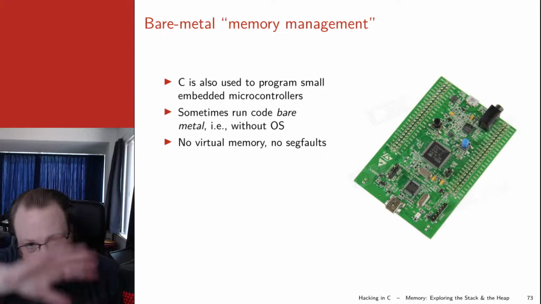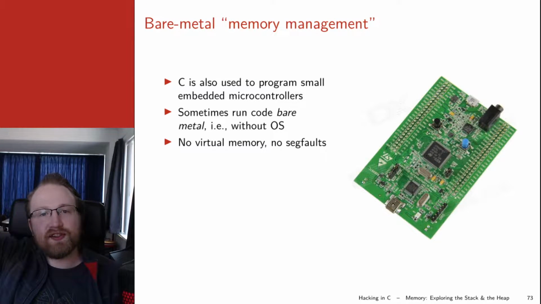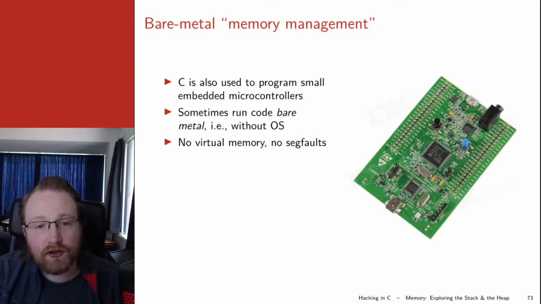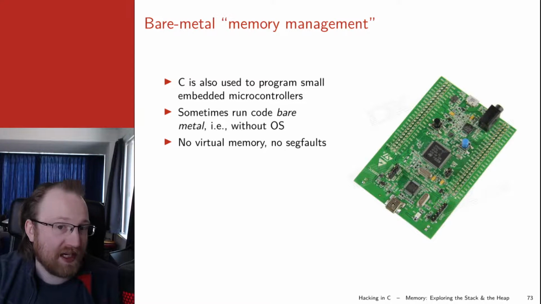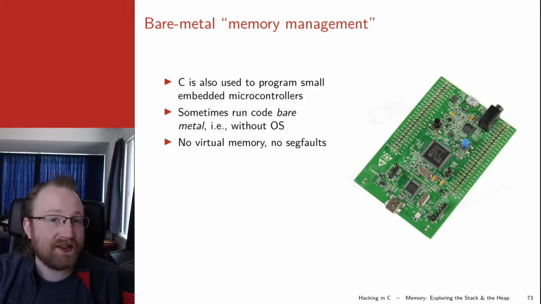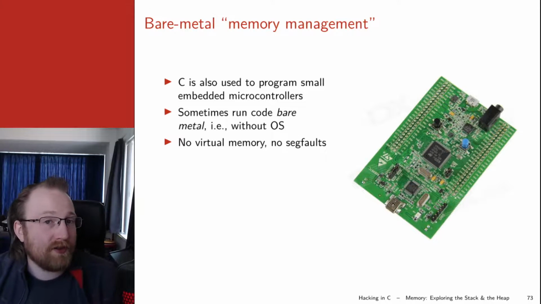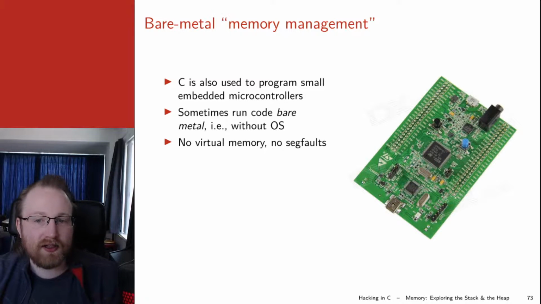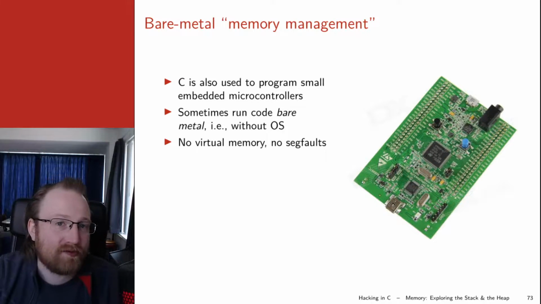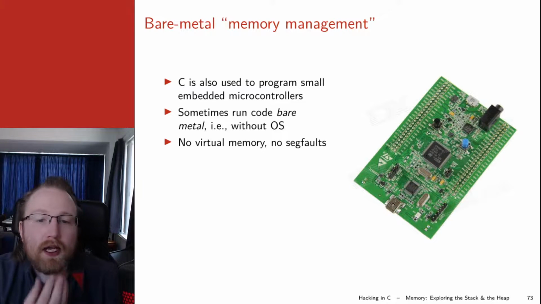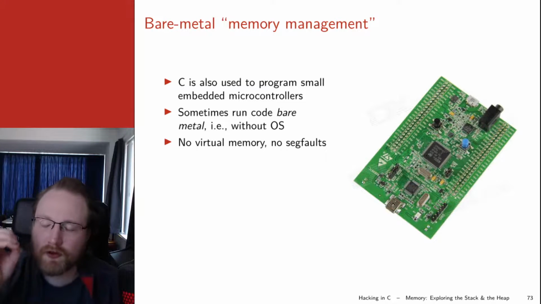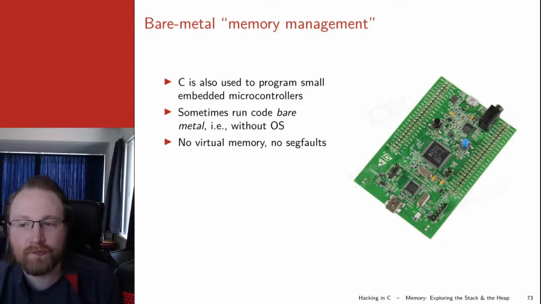Now, all this assumes you have an operating system and you have a C library doing memory management. But as we've seen in the case of the car, C is also used to program small embedded microcontrollers, and these give a lot less guarantees about memory. Sometimes it's even used to run on bare metal, so without an operating system. And because C is quite low level, you can do that. But it also means that you have no virtual memory. You have no segmentation faults. You are responsible for all the memory yourself.